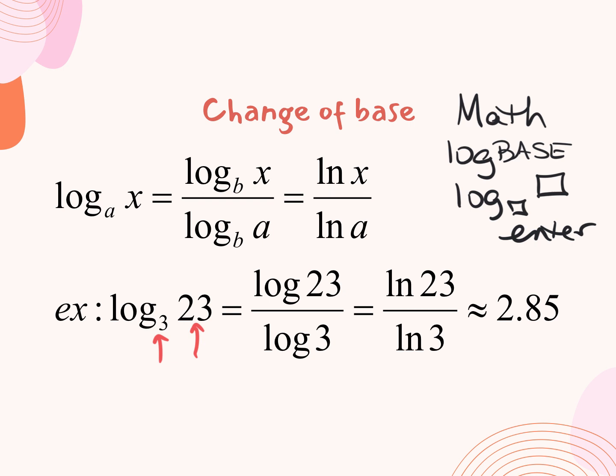You can also use the ln button, okay, but you have to stay consistent. You can't do log of 23 in the top and then hit the ln button for the denominator. You either have to do ln for both the numerator and the denominator, or the log button for the numerator and the denominator. It doesn't matter. When you do the homework tonight, you're going to round it to 3 decimal places.